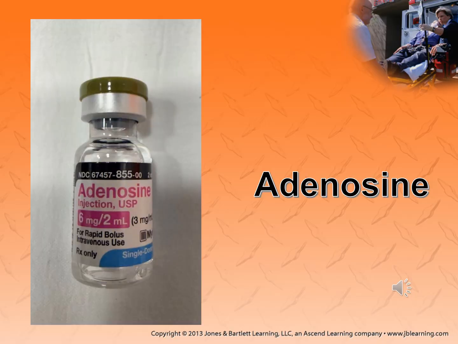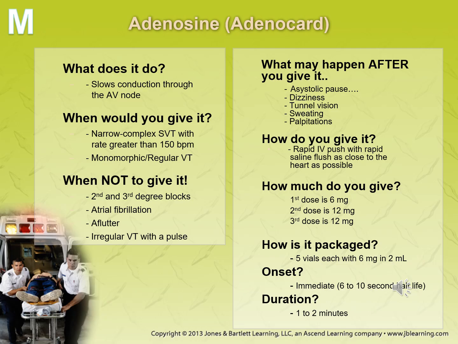Adenosine. So this is the opposite of atropine. This is when we have patients who have a rapid heart rate. We need to slow it down. Typically they're in SVT or monomorphic or regular VTAC. So all it does is slow down the conduction through the AV node.